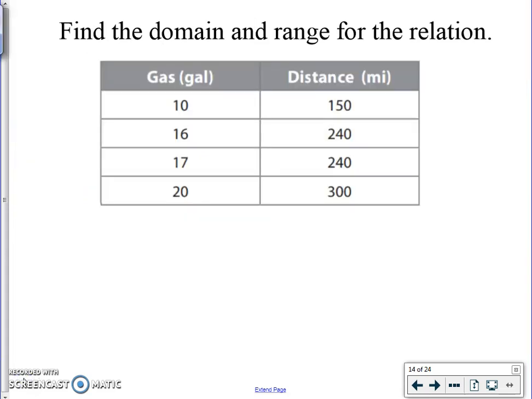Now we're going to determine our domain and range from a data table. We have gallons of gas and distance. This is an input. Thus, this whole side deals with our domain. Our distance is an output, and thus is our range.